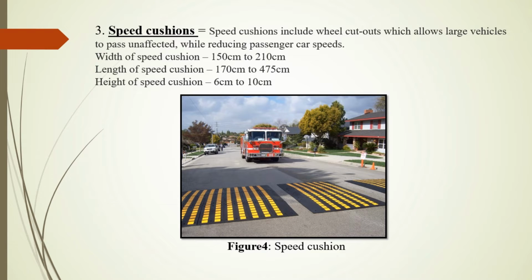The width of the speed cushion is 150 centimeter to 210 centimeter, the length of the speed cushion is 170 centimeter to 475 centimeter, and the height of the speed cushion is 6 centimeter to 10 centimeter. The major purpose of this speed breaker is to let large vehicles pass without any disturbance.